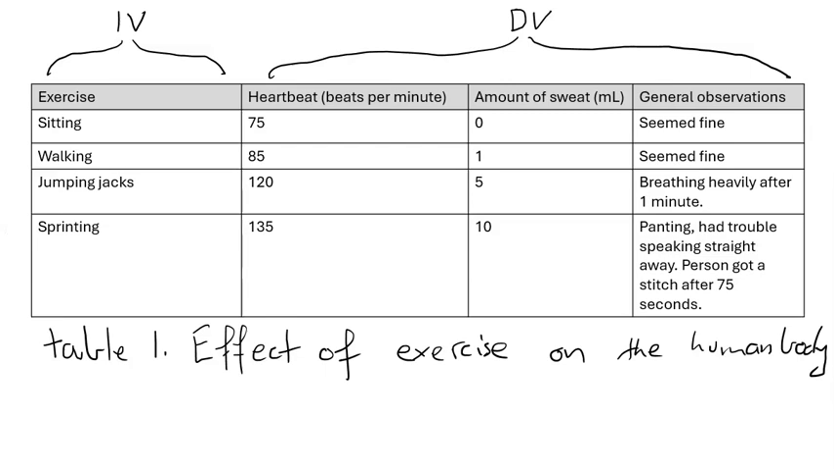You might also see in some scientific articles or some reports or even a test and stuff, maybe it's just called figure 1. Or it could be figure 2. It depends if it's the second image or the third image or something like that. It's all the same. It's just about what's called referencing. So you can talk about that specific table. You can say, as can be seen in table 1, sprinting has the highest heartbeat, whereas sitting does not.